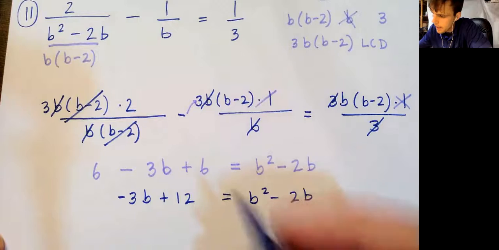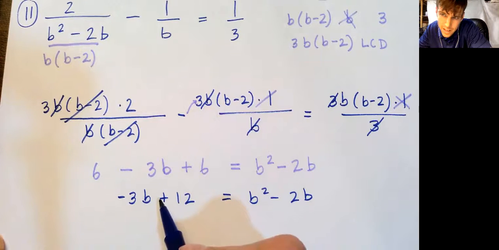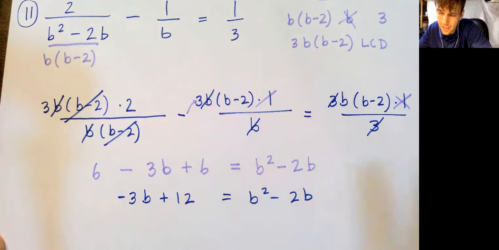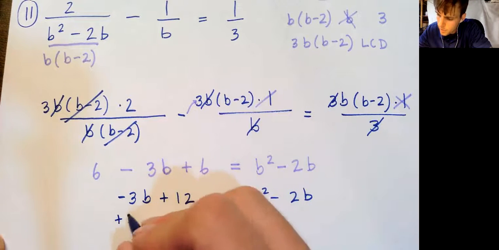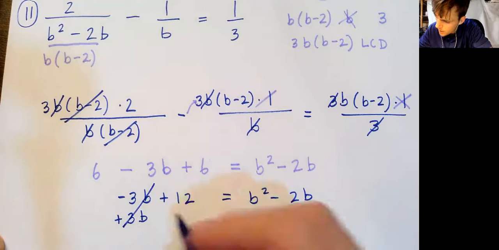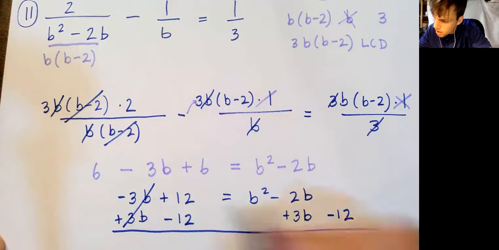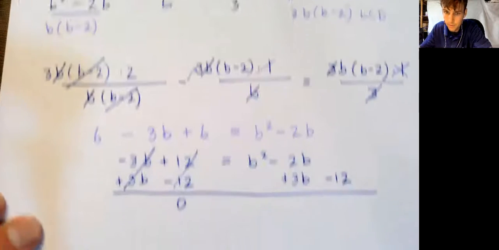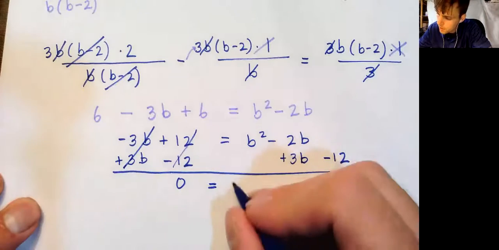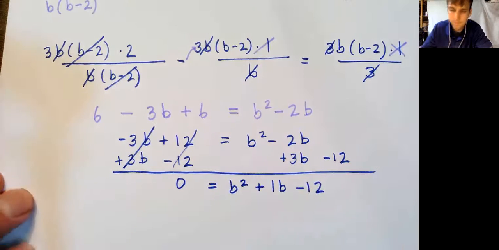Okay. Now, moving everything over, I'm going to move it all over to the right. Again, I like to have my highest exponent power be positive. So if I were to move it over the other side, this would end up being negative. It just makes things a little more complicated. So I'm going to add 3b to get rid of that, and I'm going to subtract 12. And since I don't have a like term, I'm just going to subtract 12 on the end. It's going to leave me 0 equals b squared plus 1b minus 12.